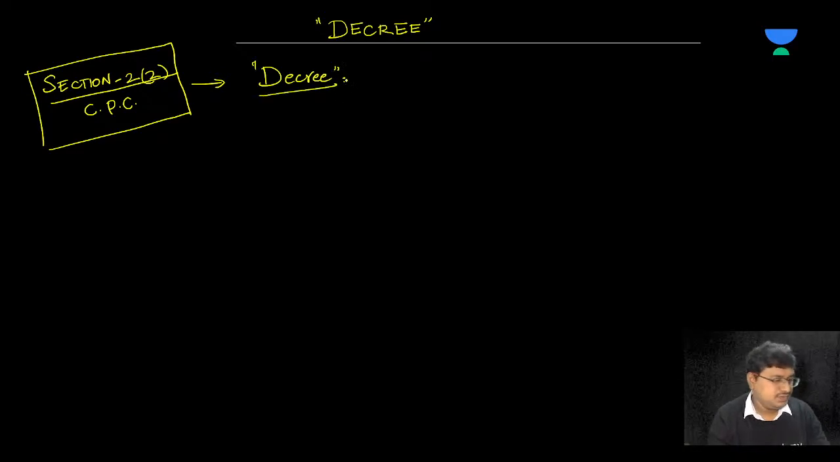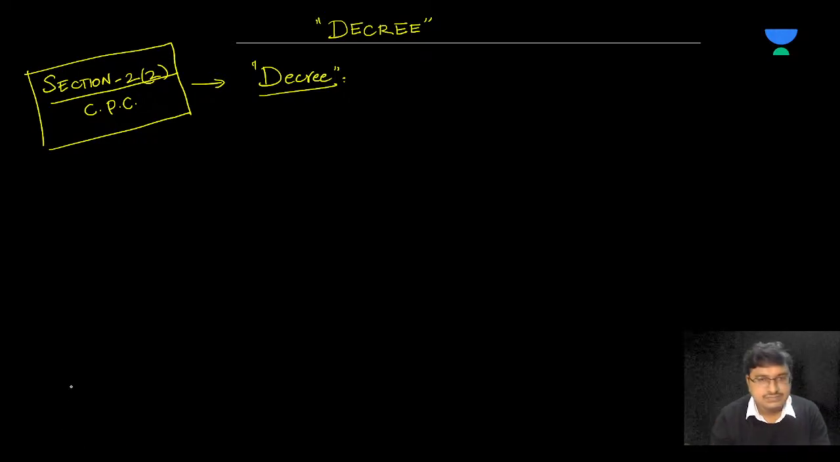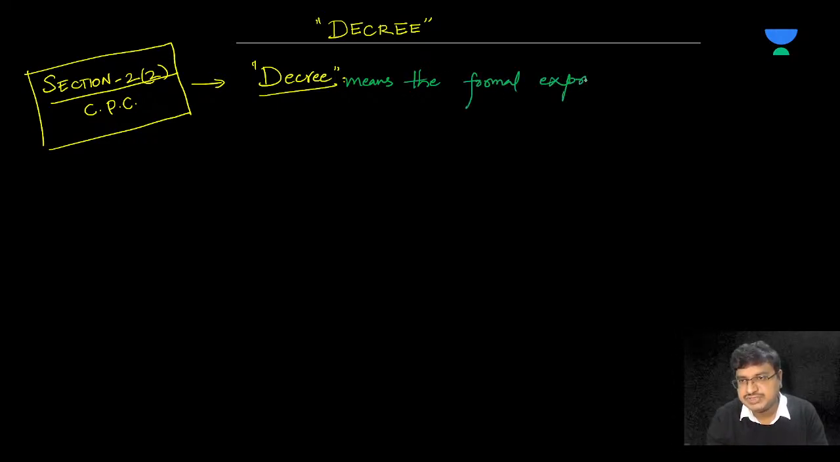Now, see the plain meaning of the word decree, friends. The entire words have to be written here. Decree means the formal expression of. First we need to write the entire definition of the word decree. Thereafter, we will very elaborately discuss every key point involved in this definition.